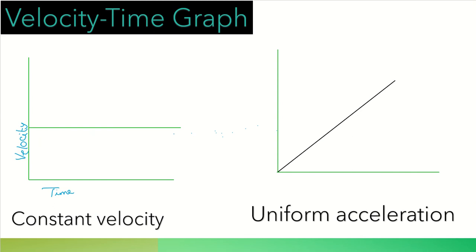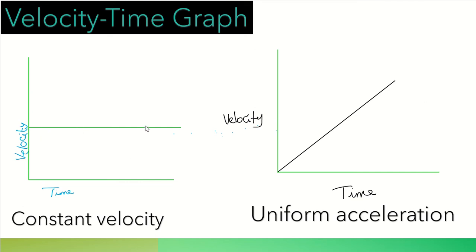Another type of graph we have to learn is the velocity time graph. In a velocity time graph, velocity is along the y-axis and time is along the x-axis. In the first graph, the time is increasing, but the velocity graph is a straight line parallel to the time axis. So that gives you a constant velocity.